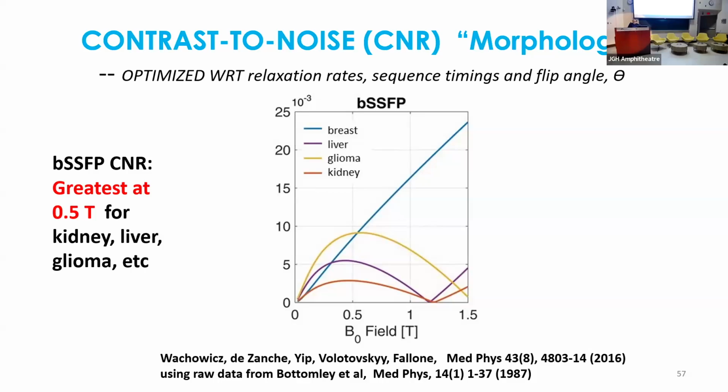Your typical physicist will say, the higher the magnetic field, the better. We said, no, not necessarily. So we did a study, in 2015 or something like that, and were able to calculate what the maximum contrast to noise was with respect to the magnetic field for all sorts of organs. And we found, lo and behold, that it occurs at 0.5, and that is because bSSFP is very much a T1-weighted imaging sequence.